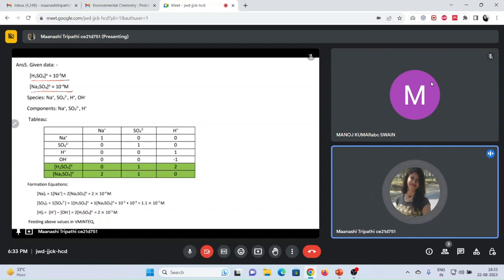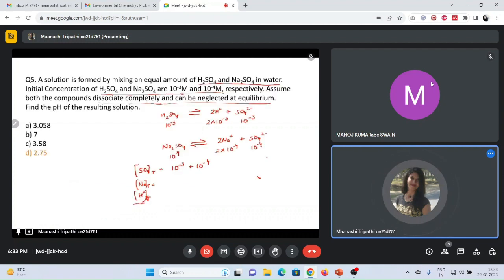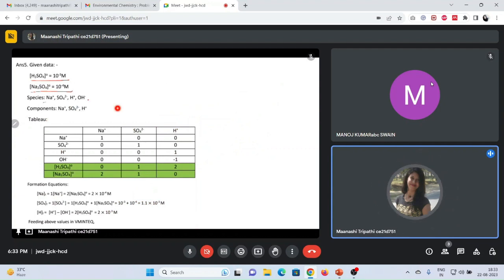What are the species we have? If in this question it had not been written that it is dissociated completely, then two more things, H2SO4 and Na2SO4, would have been added. But since the question says that it is completely dissociated, these two things are not there. So the species are sodium ion, sulfate ion, hydrogen ion and hydroxyl ion. The components enough to make all of these are sodium, sulfate and hydrogen. So we will make the tableau.